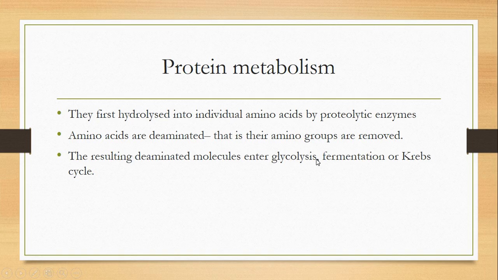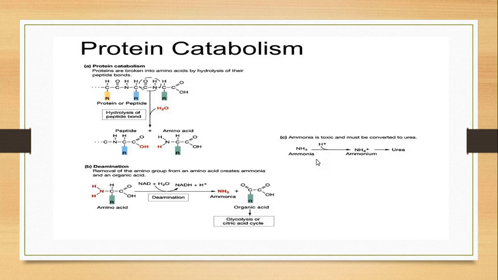Protein metabolism is also a catabolic process in which protein is first hydrolyzed into amino acids and peptides by proteolytic enzymes. These proteolytic enzymes actually split the proteins. Amino acids are further deaminated. It means the amino groups are removed, and these deaminated molecules enter into glycolysis, fermentation and the Krebs cycle. This is the protein catabolism.